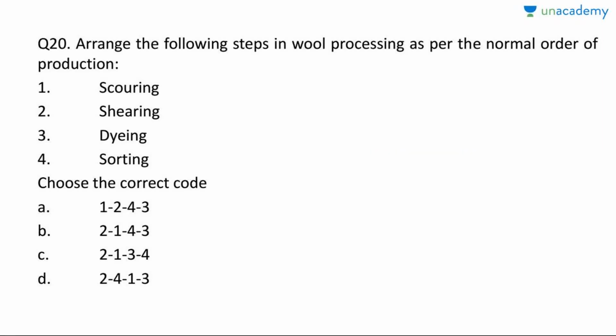Question number 20. Arrange the following steps in wool processing as per the normal order of production. First of all you have shearing, then you have scouring, then you have sorting, and then finally you have dyeing. Then after that you have combing also. So the answer here is B, that is 2143.